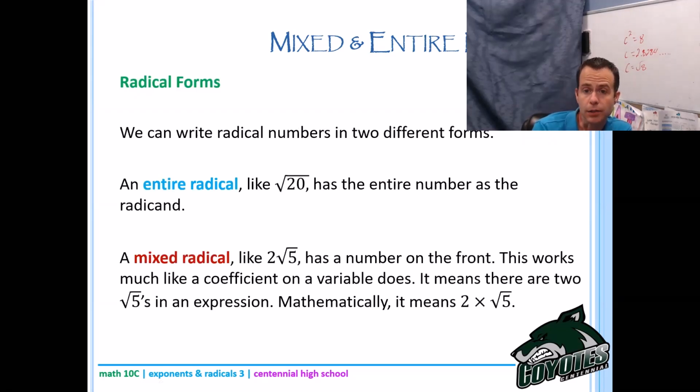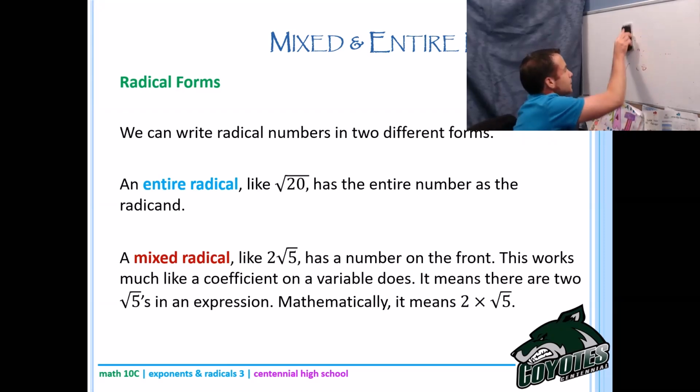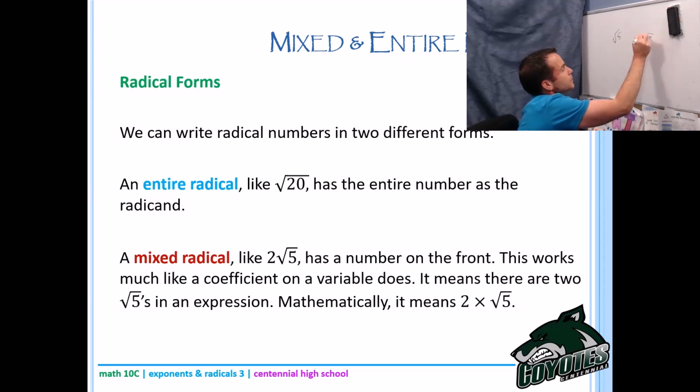A mixed radical, like 2 root 5, has a number on the front. This works much like a coefficient on a variable. It means there are 2 root 5s. I'm not supposed to use the red marker because it's really hard to erase, so I'm going to switch. You could look at that as, I have a root 5 here and a root 5 here, so altogether I have 2 root 5s. You could also look at it as 2 times whatever the value of root 5 is. That means the same thing.